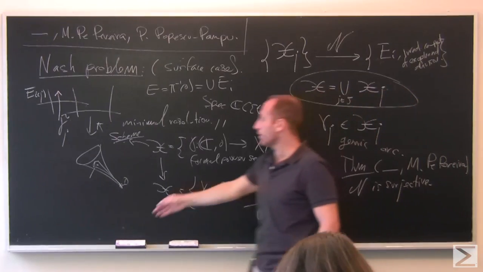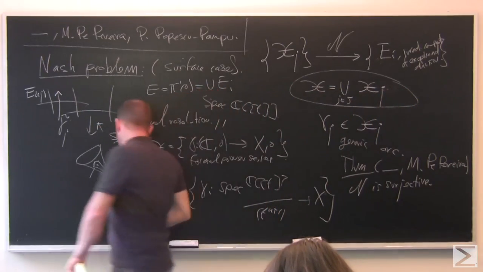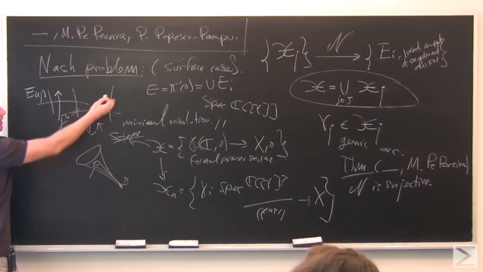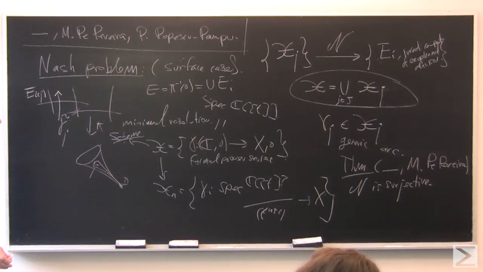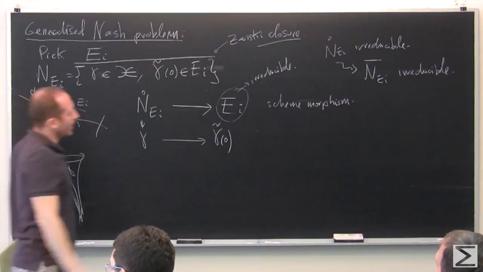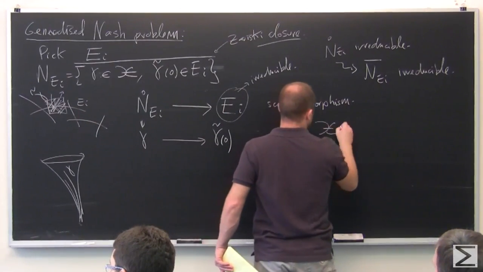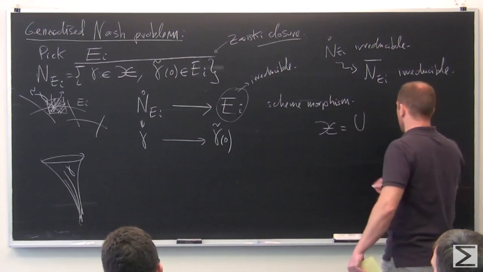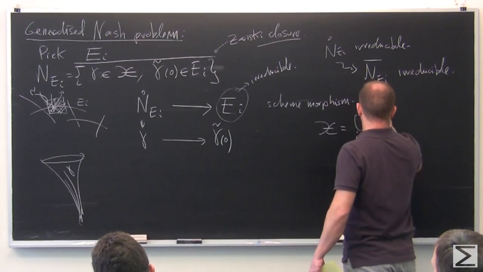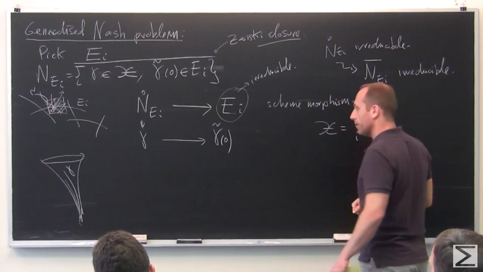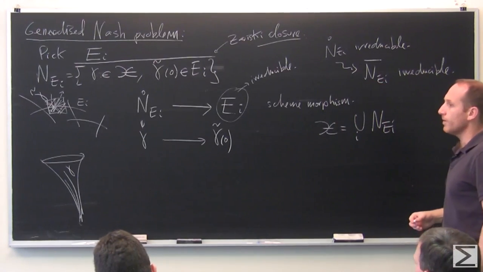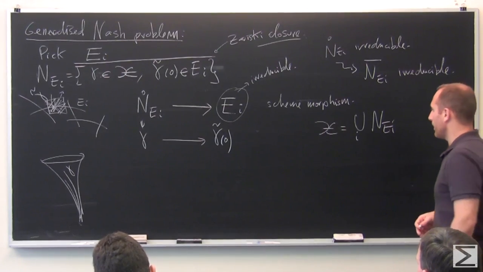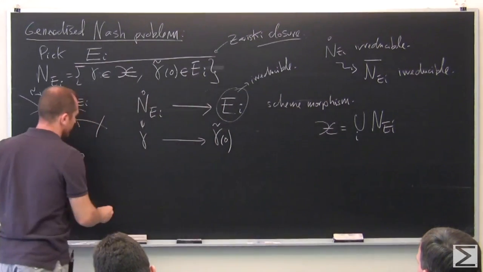So just make a resolution of singularities, and you notice that any arc going through the origin has to lift through some point. So it has to belong to one of these components. So you prove that the arc space is the union, if you take any resolution of singularities, of the N_{E_i}'s. And now the Nash problem can be translated in the following way. A reformulation of the Nash problem.